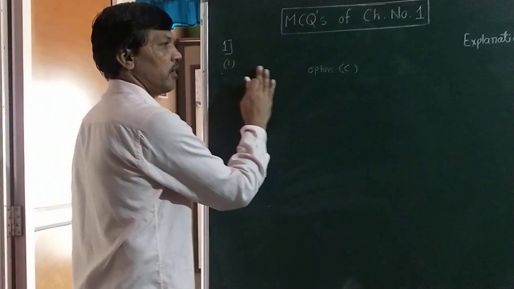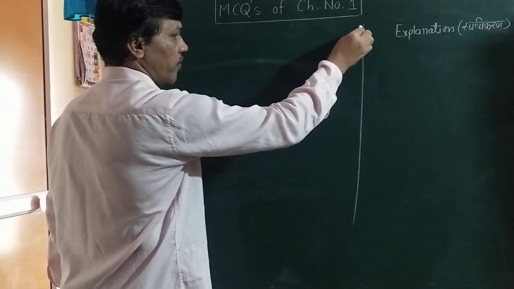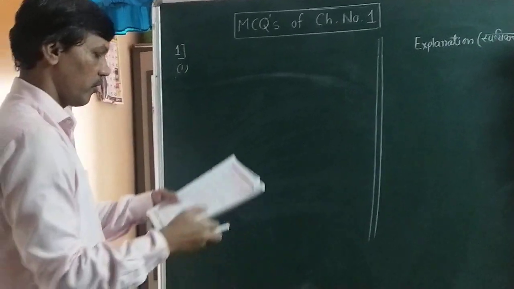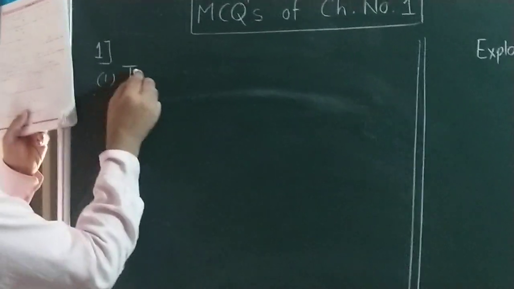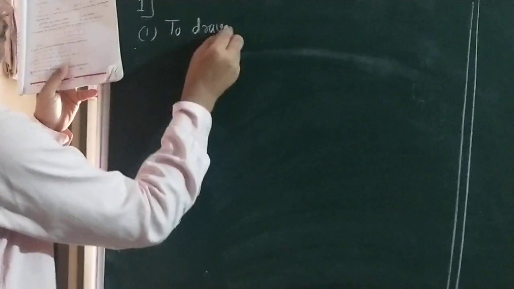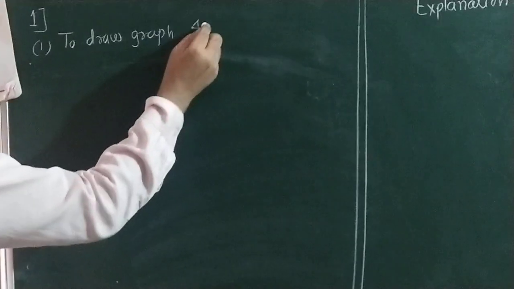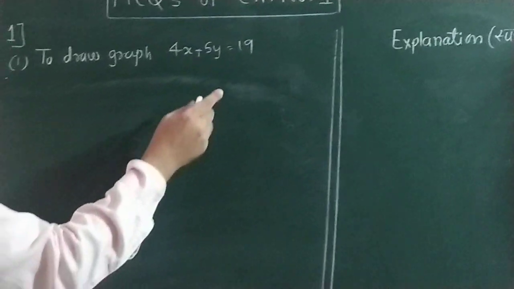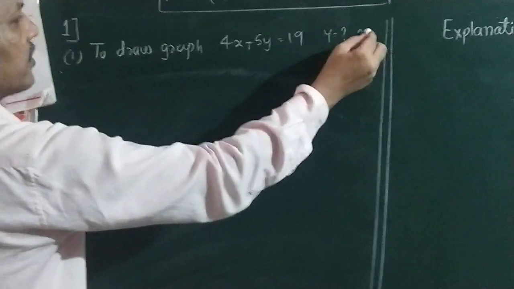Okay. So same here, I am giving an explanation for this. Why AB, out of ABCD, why A, why B, why C and why D. So I am giving the explanation. So first question, to draw the graph of 4x plus 5y is equal to 19. Find y, question mark, when x is equal to 1.